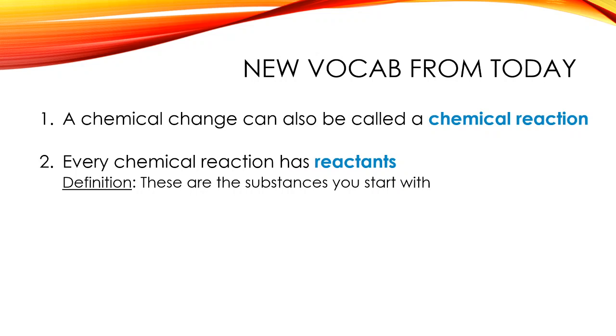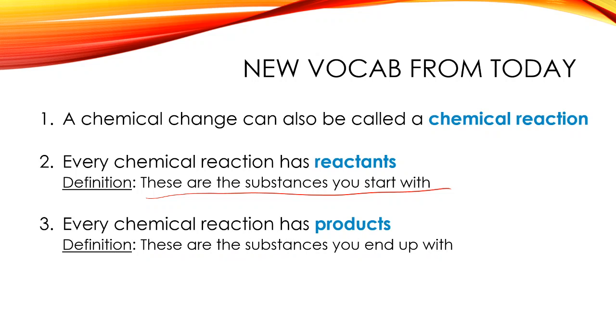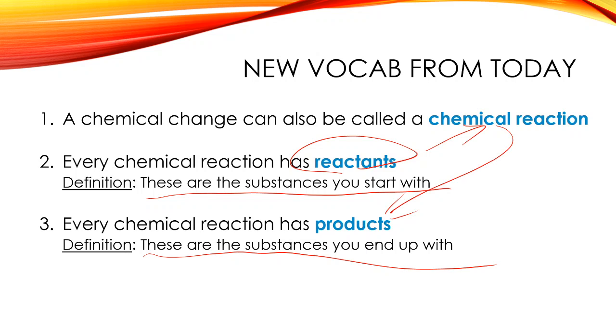Every chemical reaction has reactants. The reactants, and you should write down this definition in your notebook, are the substances that you start with. So whatever you start out with, those are your reactants, and then every chemical reaction has products. Those are kind of the opposite of reactants. The definition, which you should write down, is that they are the substances you end up with. So you start with your reactants, you go through a chemical reaction, and you end up with your products.